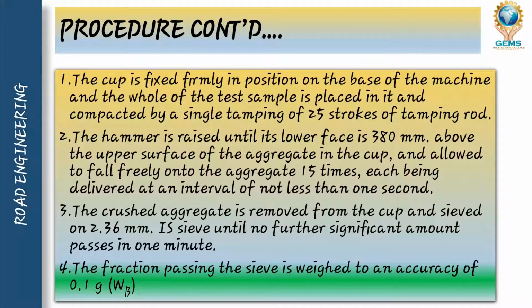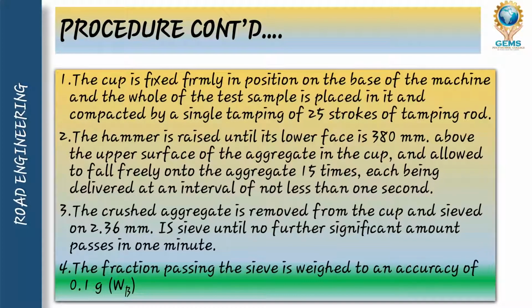The crushed aggregate is removed from the cup and sieved on a 2.36 mm IS sieve until no further significant amount passes in 1 minute. The fraction passing the sieve is weighed to an accuracy of 0.1 gram, that is WB.